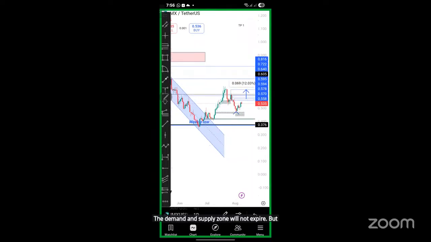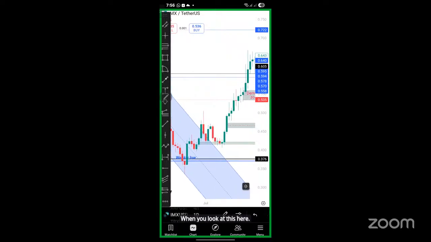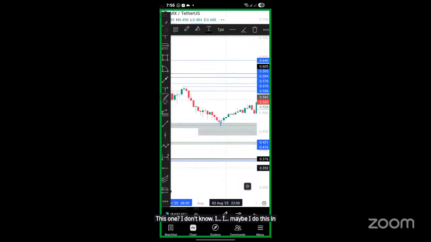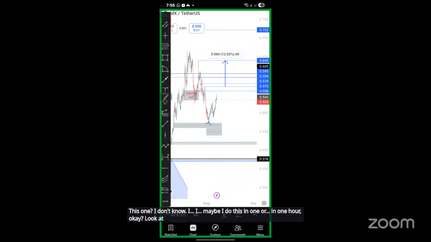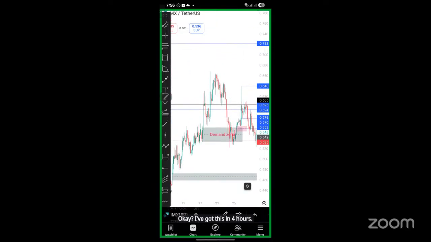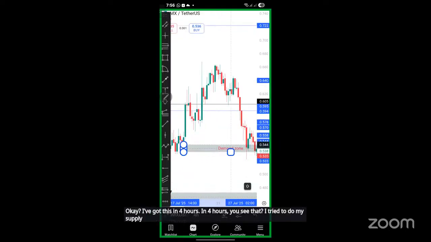But now look at this. Maybe I do this in 1 hour. Okay, look at this one in 4 hours. In 4 hours, you see that I tried to draw my supply and demand zone, though it was not clear.